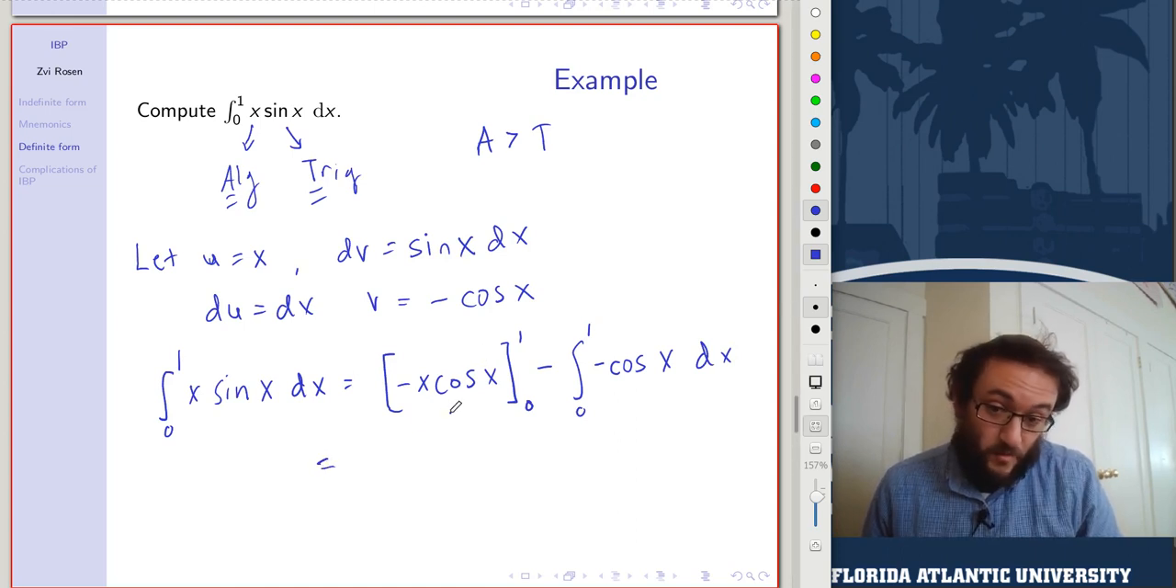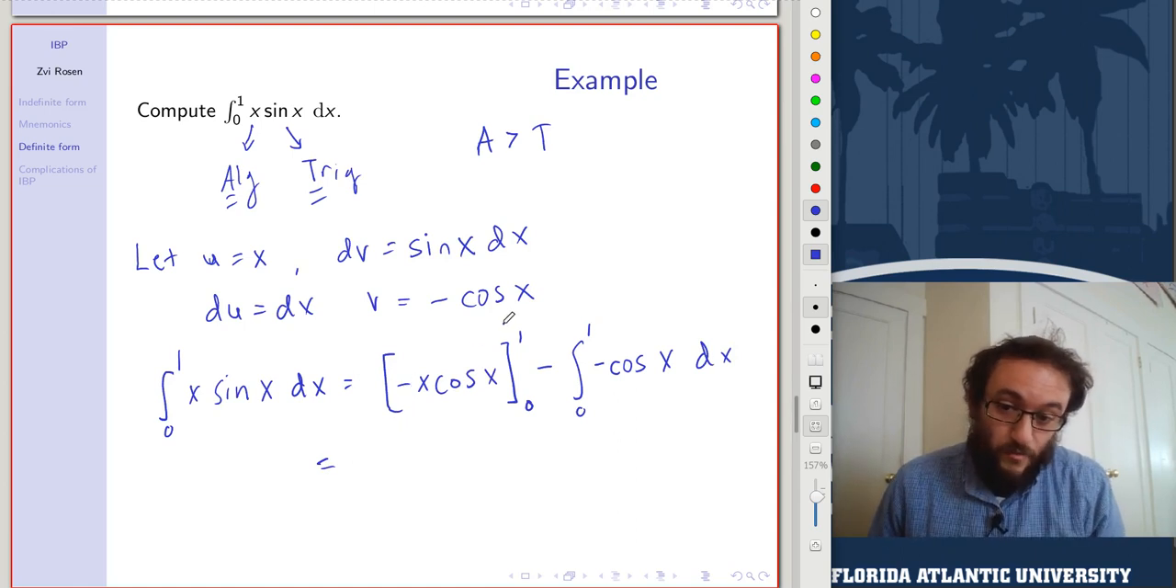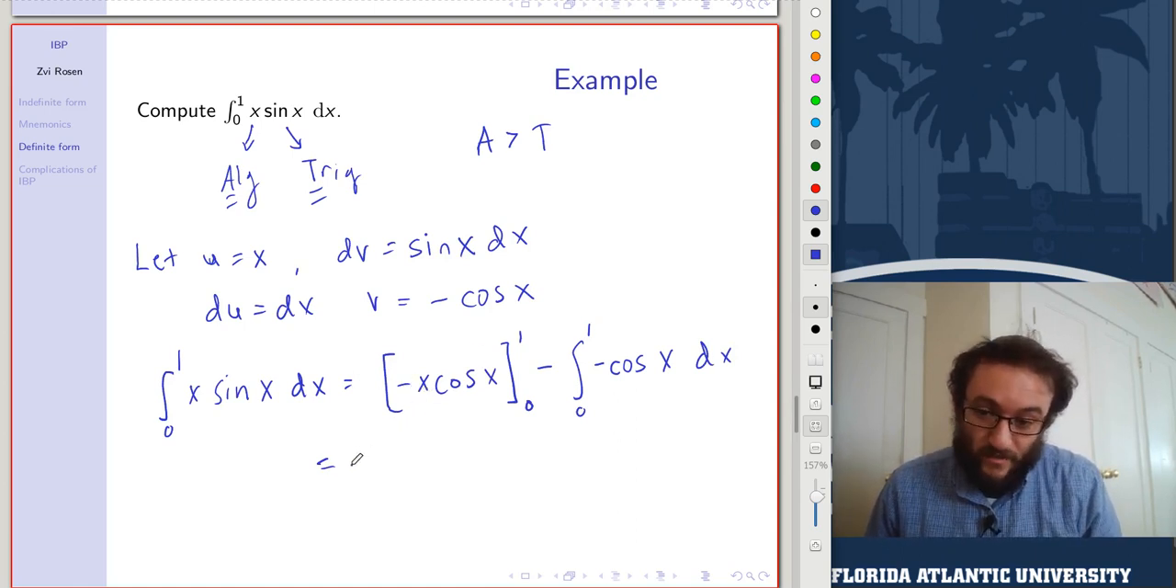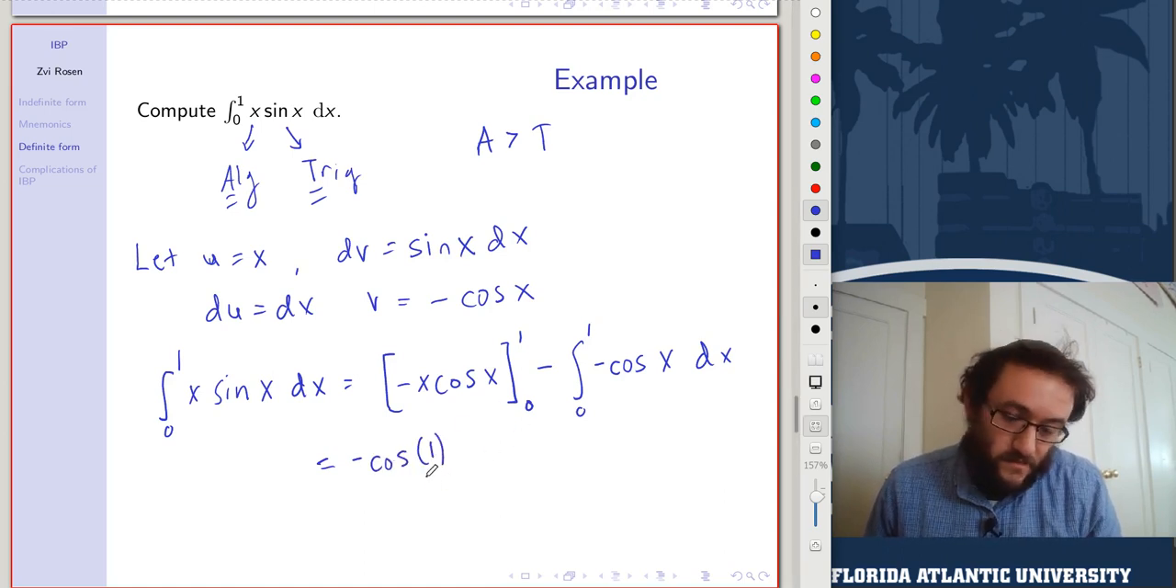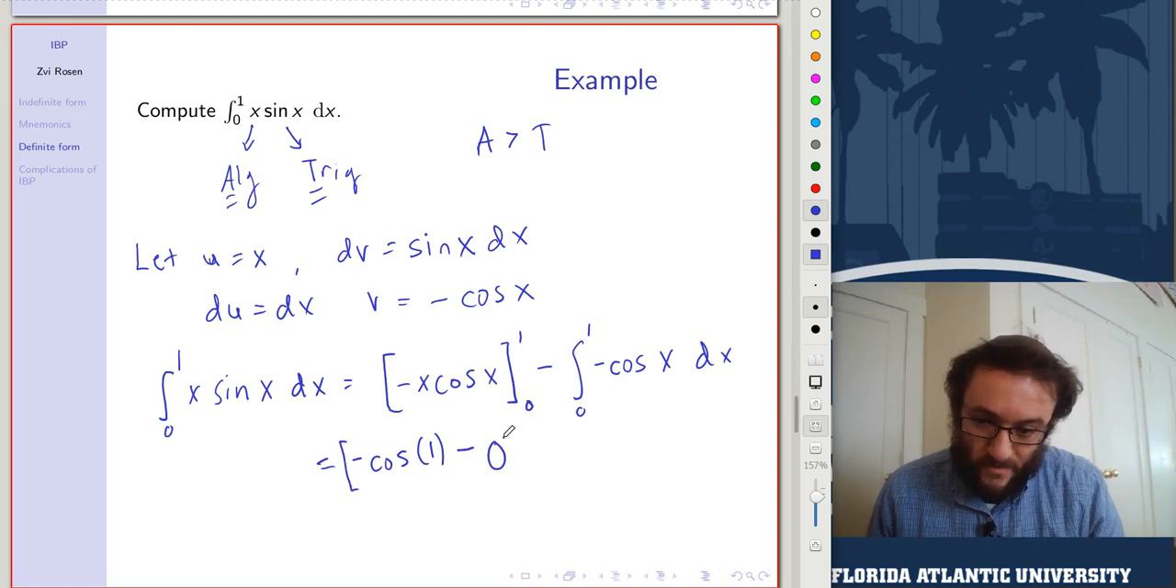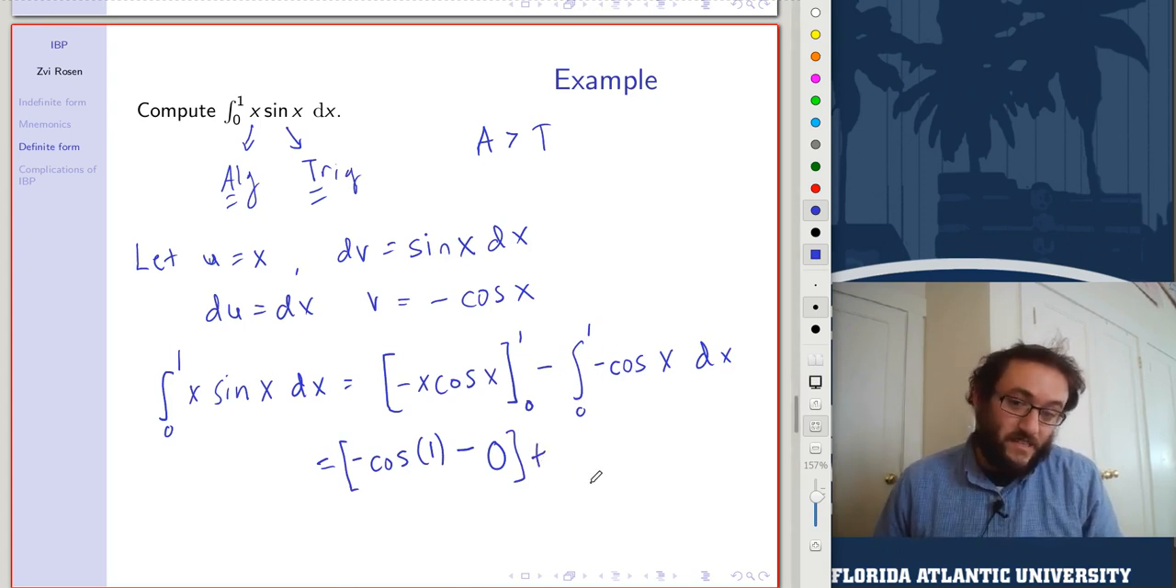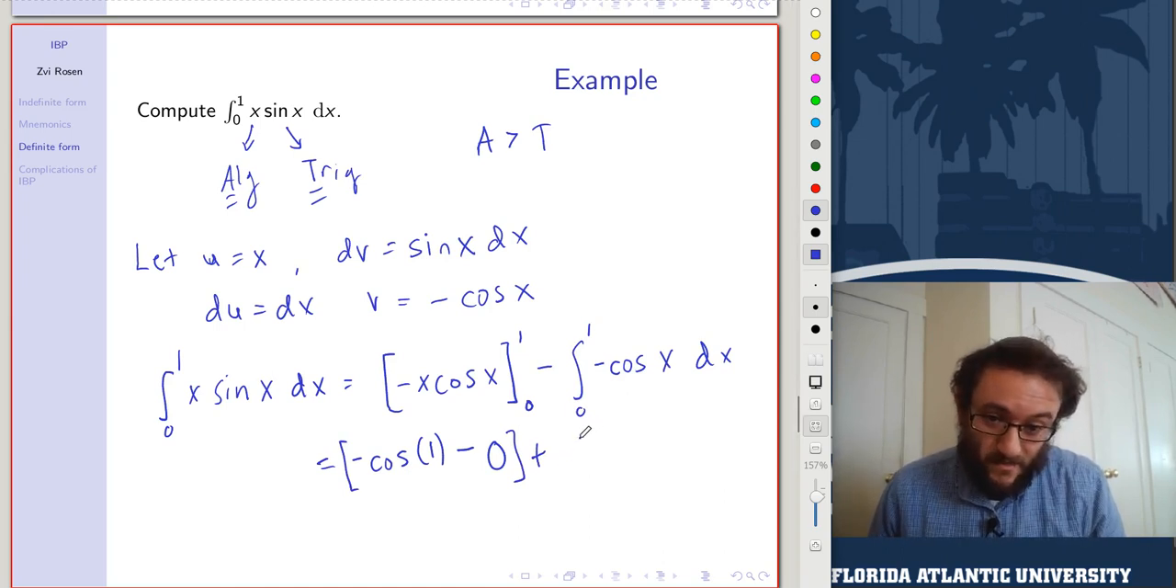Well, let's evaluate at the endpoints. When we take x equals 1, we get minus 1 times cosine of 1, which I'll just write as minus cosine 1. That's some irrational number that we don't have to worry about. And we subtract the value at 0, which, because we have a factor of x here, is just 0. That's this part. And then the two minuses cancel here, so we have plus the integral of cosine x. We know that's just sine x, evaluated at the endpoints 0 to 1.